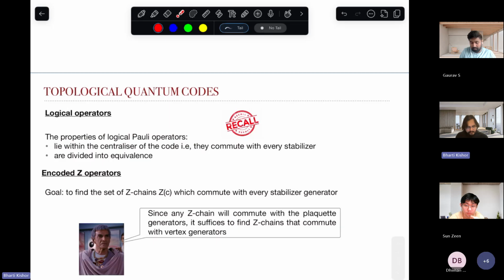So let's recall the logical Pauli operators. They lie within the centralizer of the code, but are not in the stabilizer, and are divided into equivalence classes. What we had seen is that whenever L is a logical operator, LSJ is also the same logical operator, where SJ is some stabilizer. And the set of all such operators LSJ are basically the same logical operator.